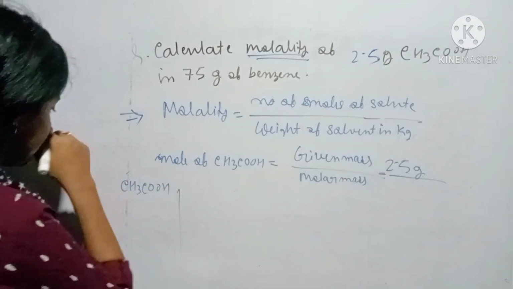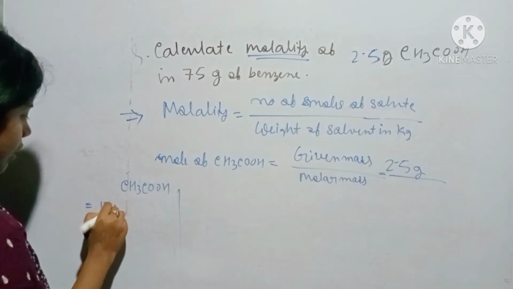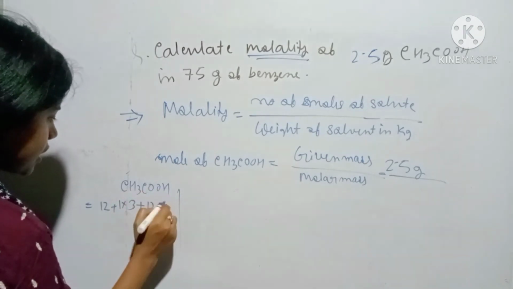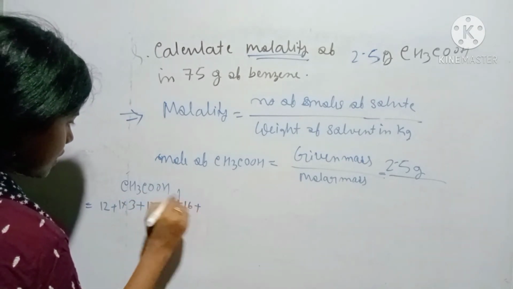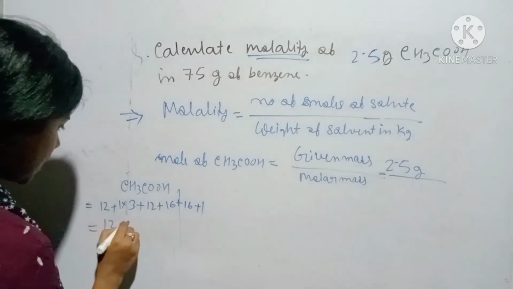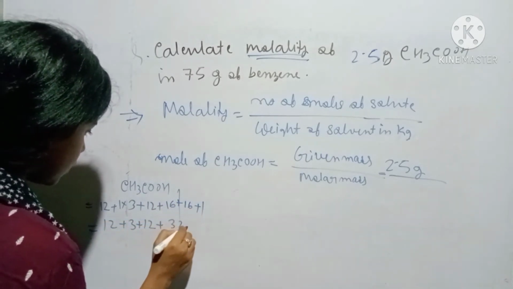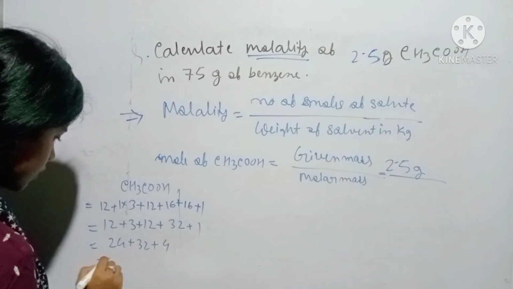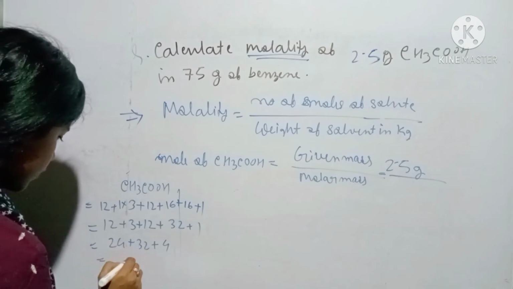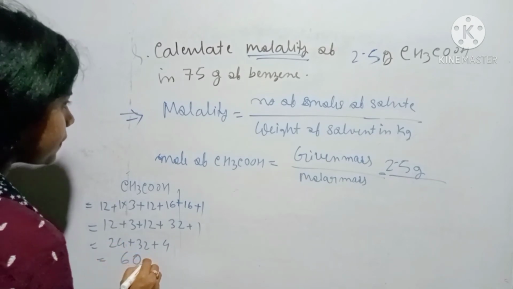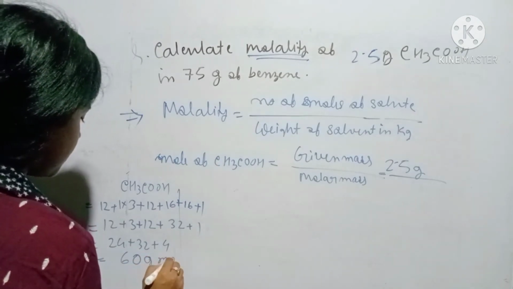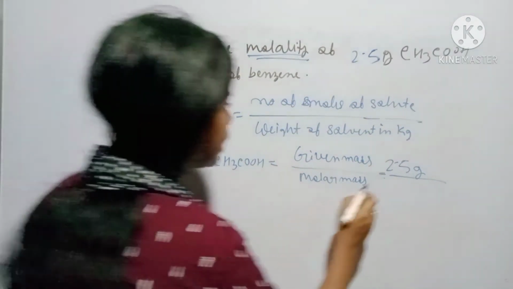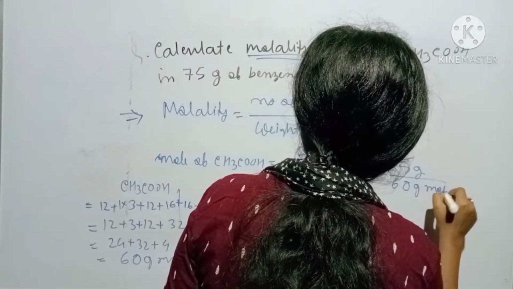So it will be 12 for carbon, then 1 into 3, then 12 for carbon, then 2 oxygen, so 16 plus 16, plus 1 for hydrogen. So it will be 12 plus 3 plus 12 plus 32 plus 1. So 24 plus 32 plus 4, which is 60 gram per mole. Let me check once, is it correct or not? Yeah, it's correct. So 60 gram per mole.